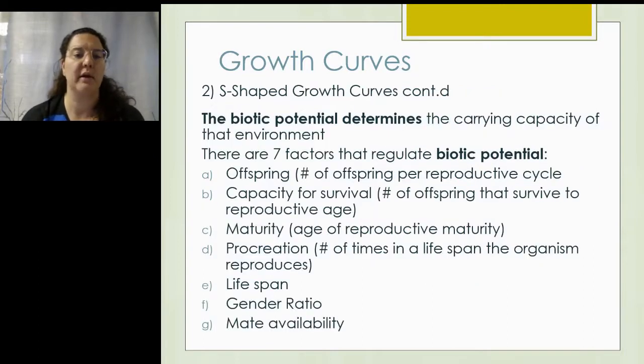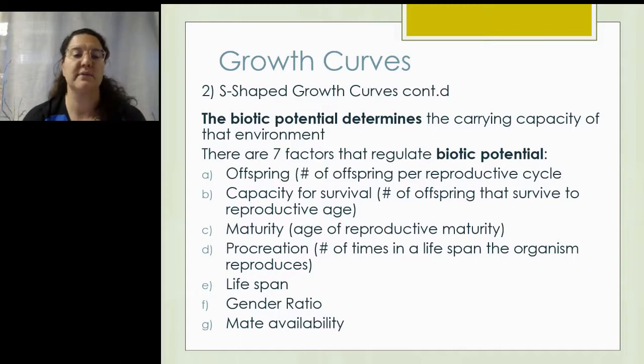And we're looking at our biotic potential. It's determined by 7 different factors. One is the number of offspring that an organism can have per reproductive cycle. So some like elephants have 1, bears could have upwards of 2 or 3, and then organisms like rabbits have 6 or 7. Other ones, such as insects and fish, have hundreds or thousands of offspring per reproductive cycle.